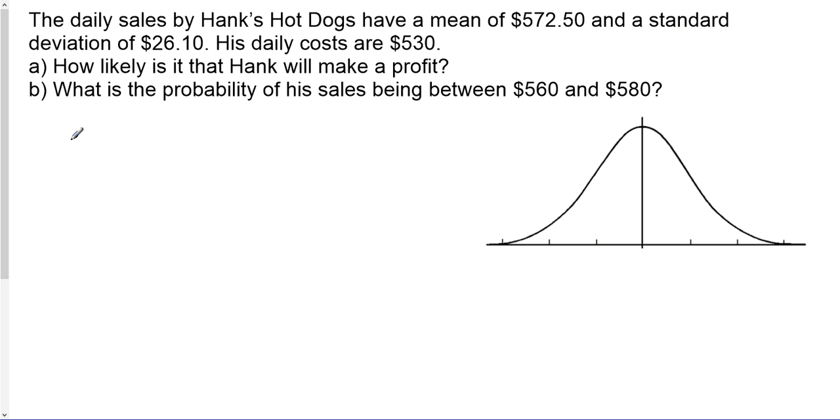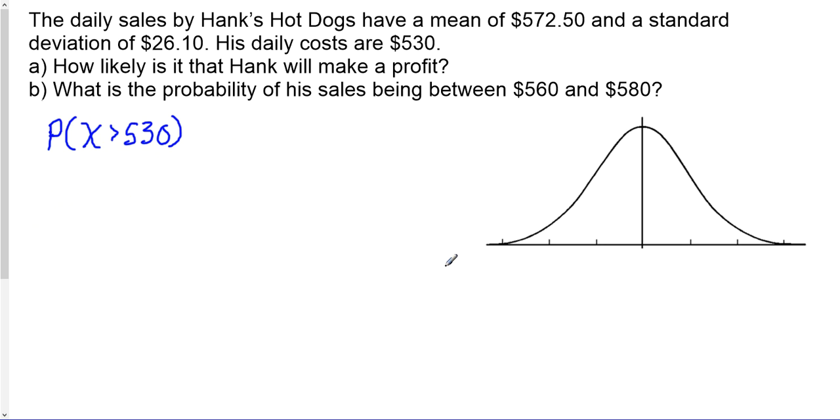So we've got this guy, Hank, who sells hot dogs, and it says here that the daily sales of Hank's hot dogs have a mean value of $570.50 and a standard deviation of $26.10. His daily costs are $530. How likely is it that Hank will make a profit? If we want to figure that out, what we really want to find is a probability. We want to find the probability that our continuous random variable x is going to be greater than 530, because if his sales are bigger than his costs, he's going to make a profit.